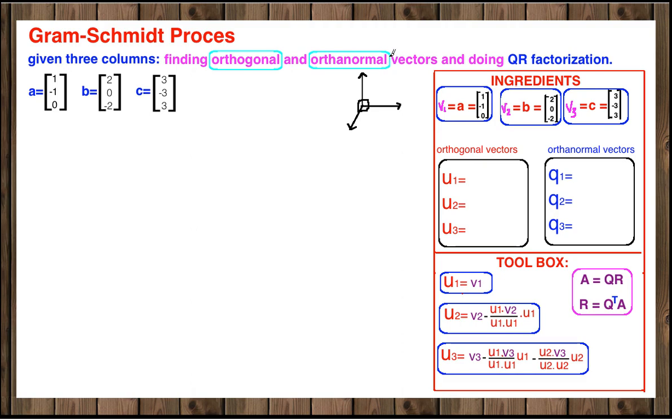So what is orthonormal vector? Orthonormal vectors are orthogonal, but their length is 1 unit.